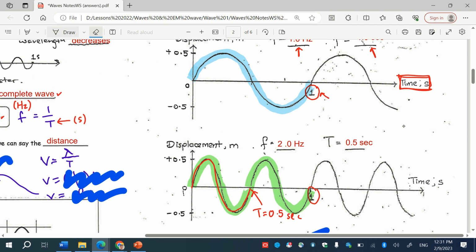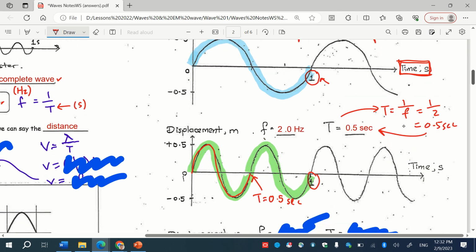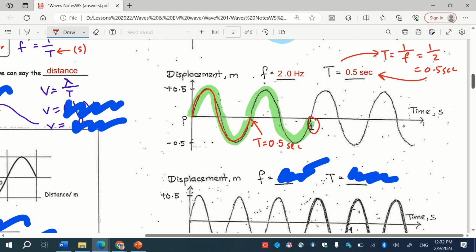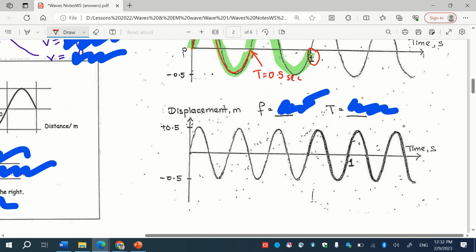Do you see a relationship very quickly from here? T equals 1 over f. If I know f is 2, it is 1 over 2 hertz, which gives 0.5 second. That's how the relationship comes about. When frequency increases, period decreases. Frequency and period are inversely related.